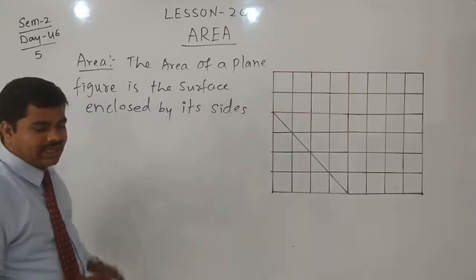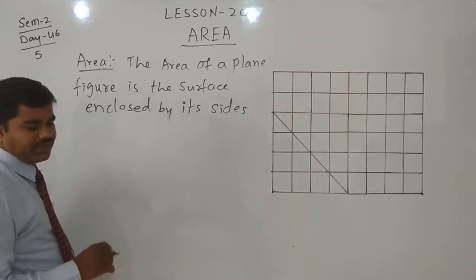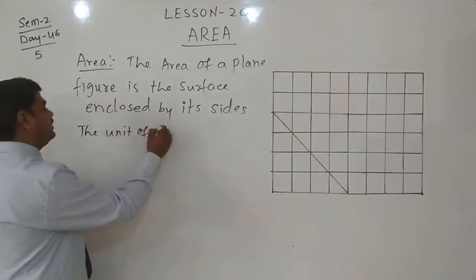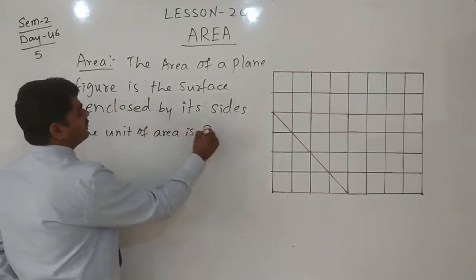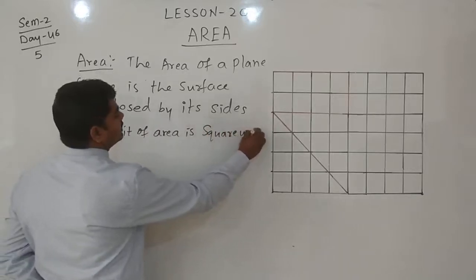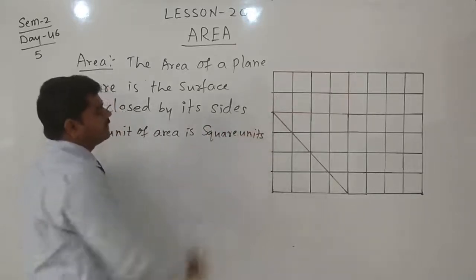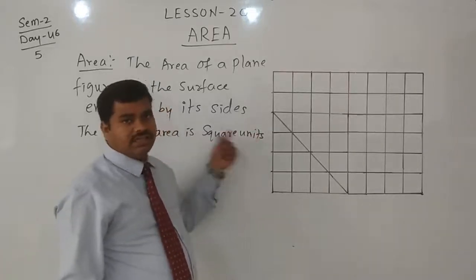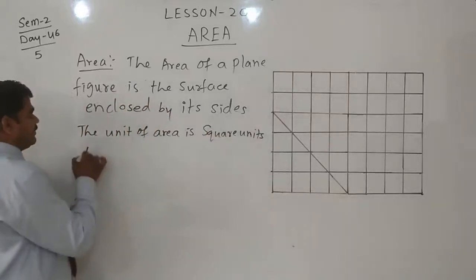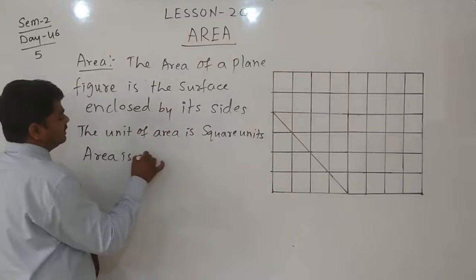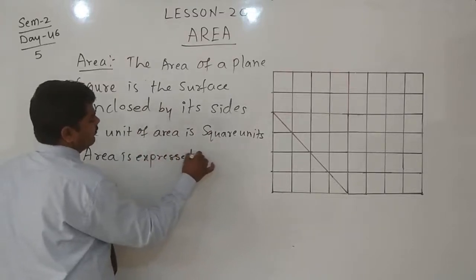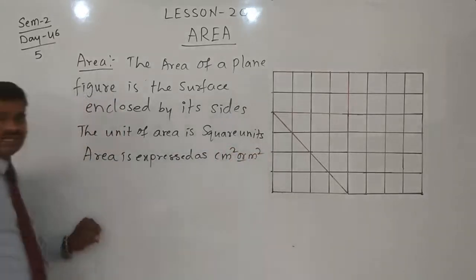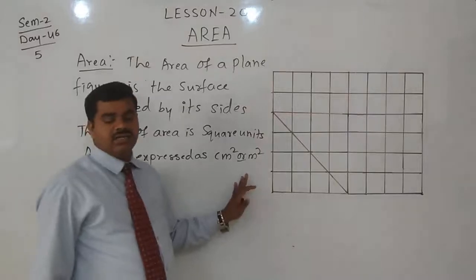Now we can write how area is expressed. The unit of area is square units. Square unit means square meter, square centimeter, square kilometer, like that. Area is expressed as centimeter square or meter square.